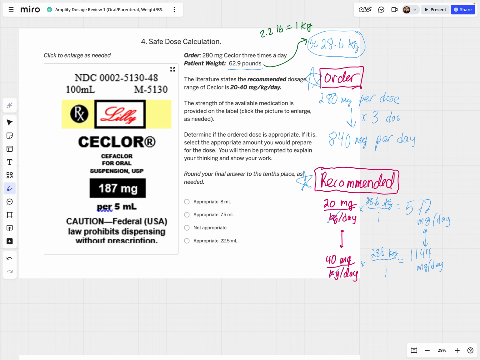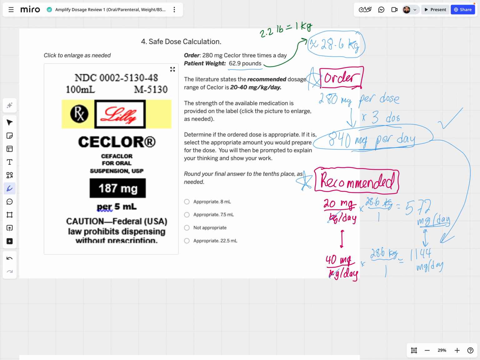So I have my minimum and my maximum. I need my order to fall within that range, remembering I need to match the units exactly. So the milligrams per day I calculated for my order was 840. That is within this range. So this is good. That is an appropriate amount.